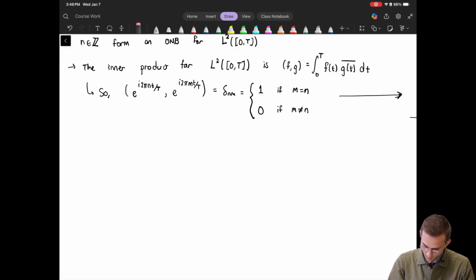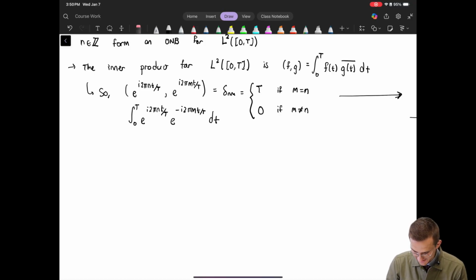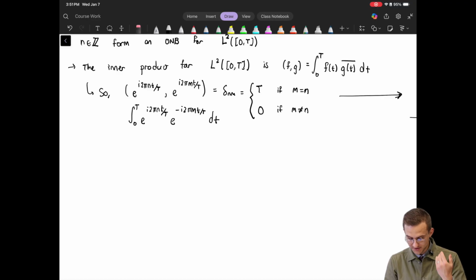Now, sorry, this should be not 1 but t here. Apologies for that. Because if you write out this integral, this is the integral from 0 to t of e to the i 2 pi n t over t times e to the minus i 2 pi m t over t dt, right? And that dot product, if m is equal to n, is just the integral of 1 from 0 to t, so of course it's going to add up to t, right?